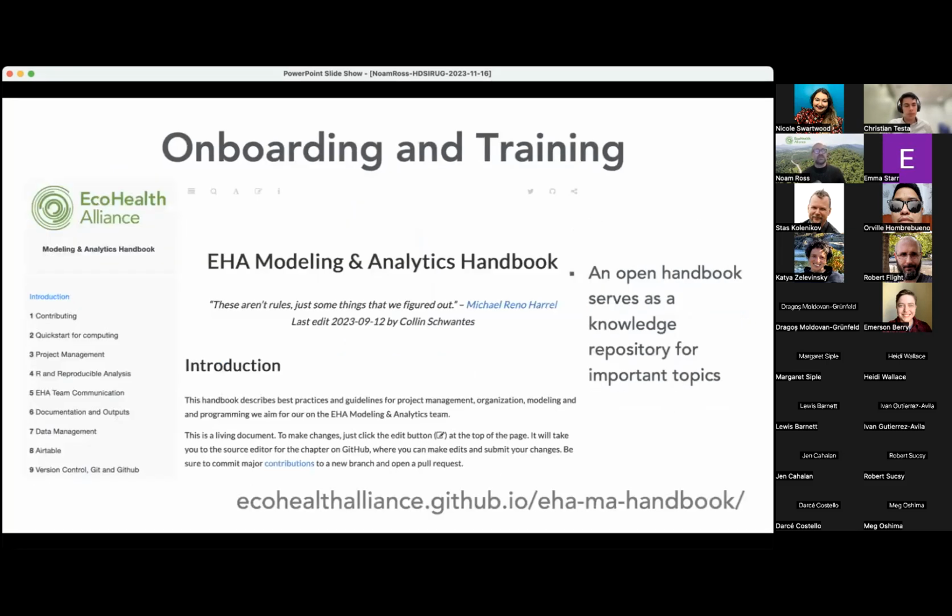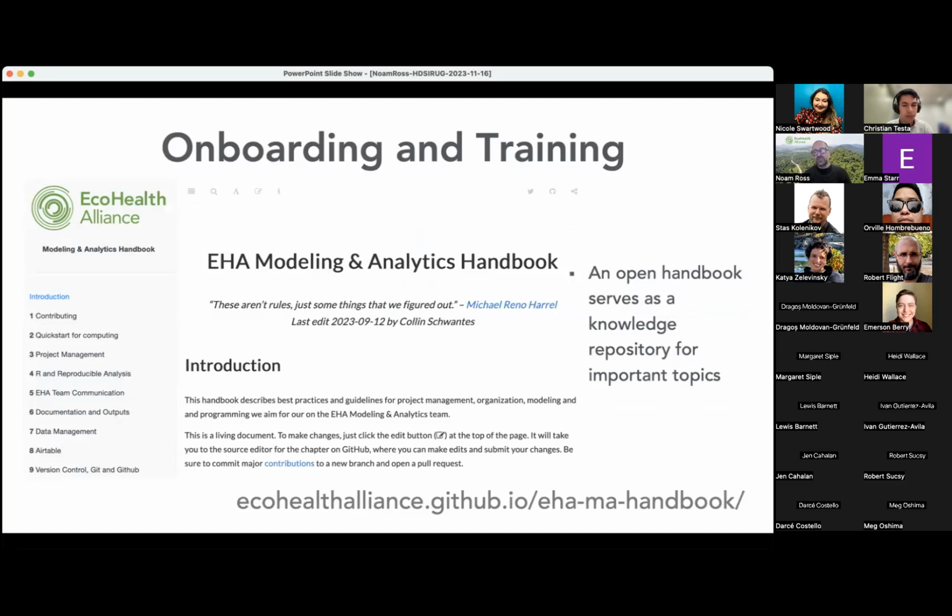One thing they do is maintain an open handbook that we have. So this is something that you can visit. It's always in need of updating of different sorts. So that serves as the knowledge repository for a lot of this information. And one of the things we really like is this is constantly maintained.